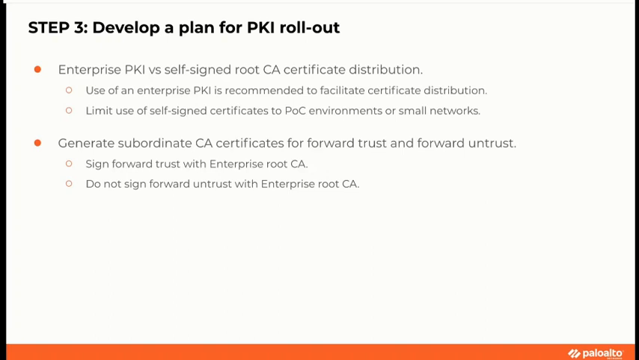If you don't have an enterprise root CA, you can consider getting one, or you can generate a self-signed root CA certificate on your Panorama, which you will also use for Prisma Access, and create the subordinate forward trust CA.